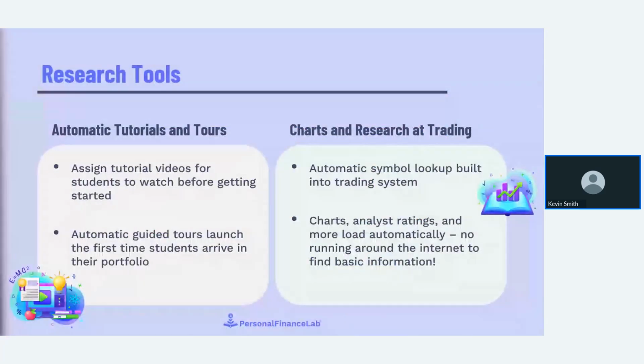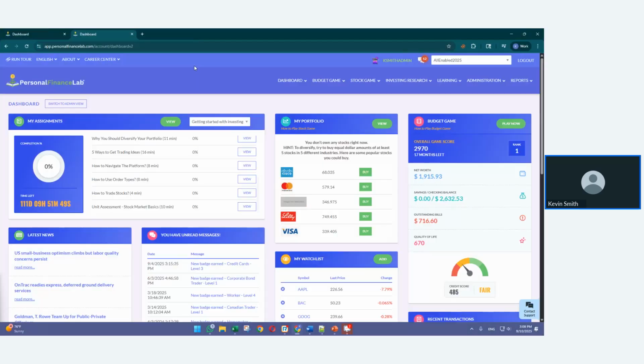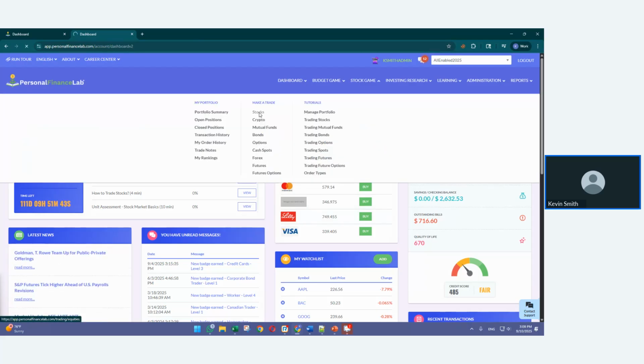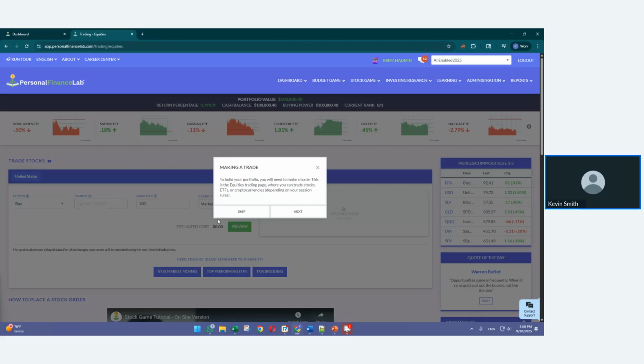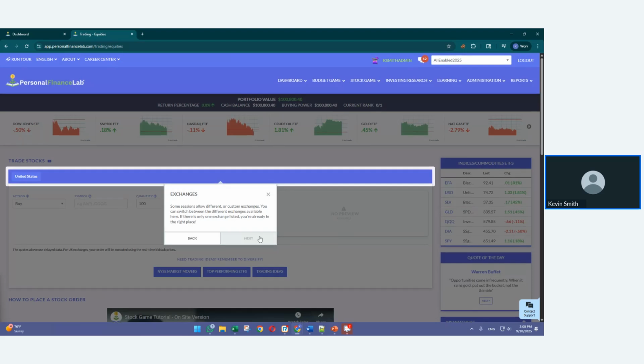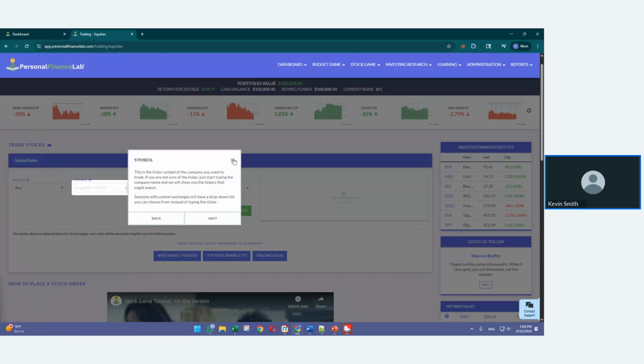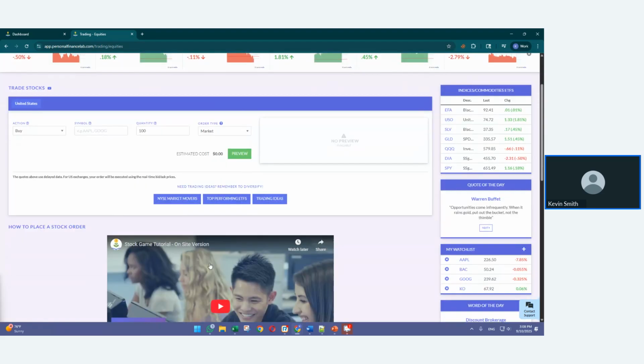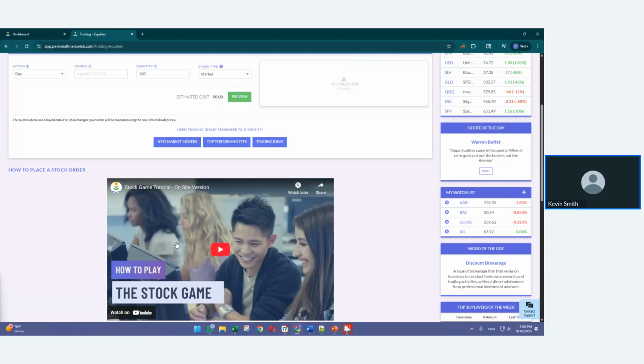Going back to the presentation, the next one, charts and research at trading. So this is, the student has gotten a little bit more familiar with what the platform is, and they want to actually buy something. In the trading pit, again, I have my tour here walking me through what all of this stuff is that I'm looking at. And I have, again, another tutorial video here making sure I can see what I'm doing.